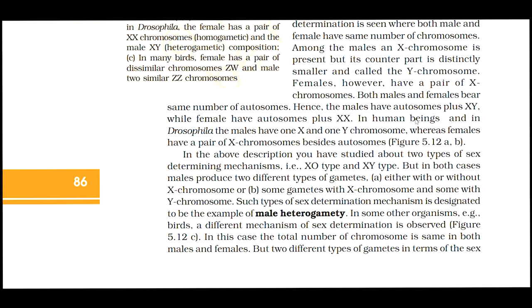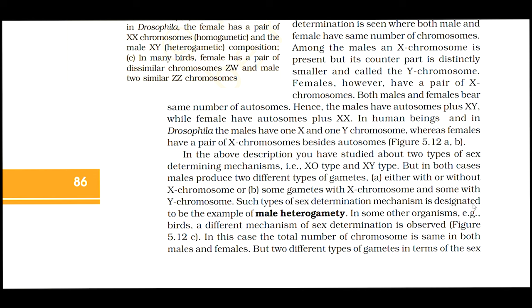In the above description, you have studied two types of sex determination mechanism, that is XO type and XY type. But in both cases, males produce two different types of gametes: A, either with or without X chromosome, or B, some gametes with X chromosome and some with Y chromosome. Such type of sex determination mechanism is designated to be an example of male heterogamety.